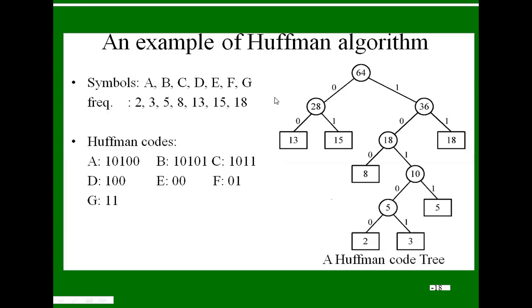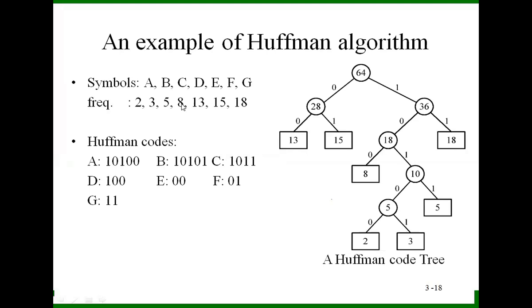So message compression or data compression, encoding and decoding, and reducing the decoding costs, for all these things we can go for Huffman coding. Huffman coding is one important application of our optimal merging. So an example of the Huffman algorithm: we have symbols A, B, C, D, E, F, G as the symbols in the message.